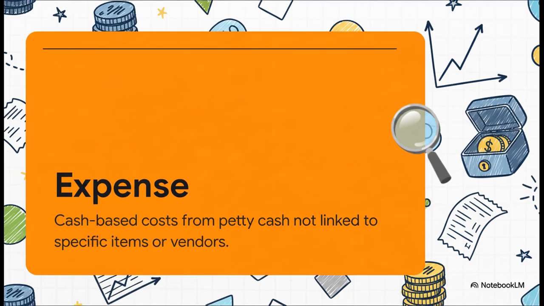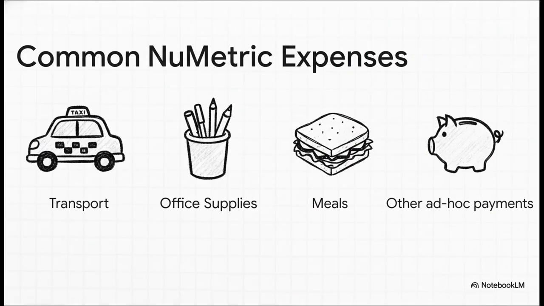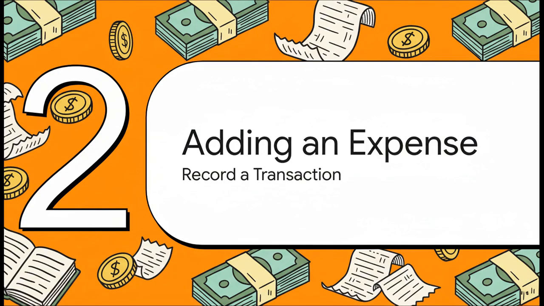Think of any cost you pay with cash, from that petty cash box that isn't tied to a formal invoice from a specific vendor. It's for all those little miscellaneous things that keep the business running day to day. And we're talking about super common stuff. That taxi fare to get a package across town? Yep, that's an expense. Running out to grab a new pack of pens? That's one too. Or hey, treating the team to pizza for lunch. These are exactly the kinds of payments that are so easy to lose track of, but believe me, they add up fast.